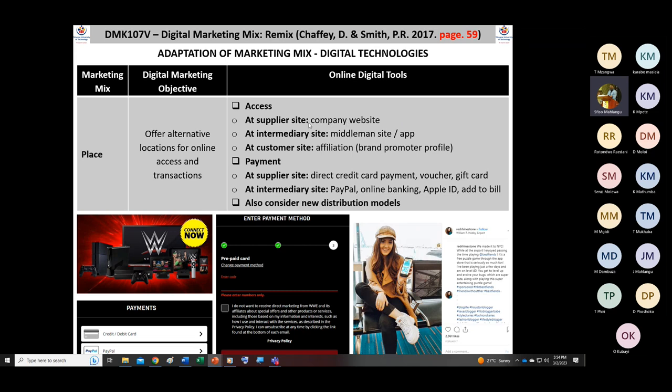www.netflix.com. What's important here is that when you write this in an assessment, you will have to provide a practical example. You will not be able to say at supplier site, company website, because this applies to every company. Practical examples mean that your answer is limited to that case study only. Hence, you will have to indicate the website of the company explicitly.